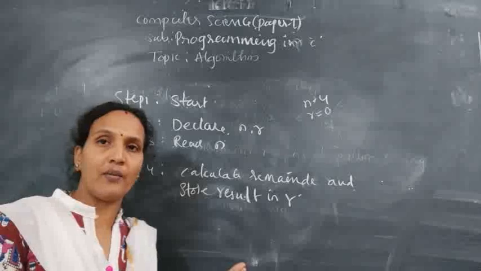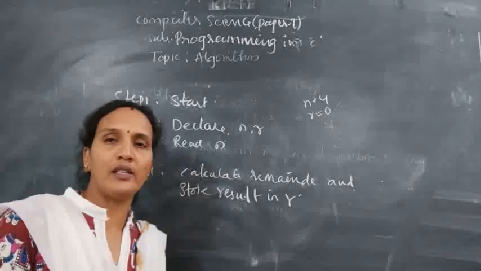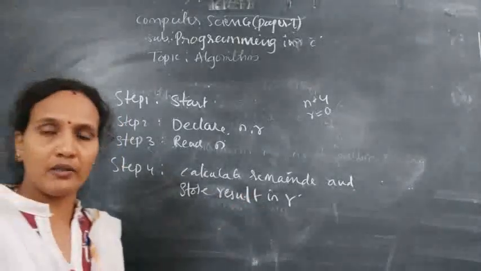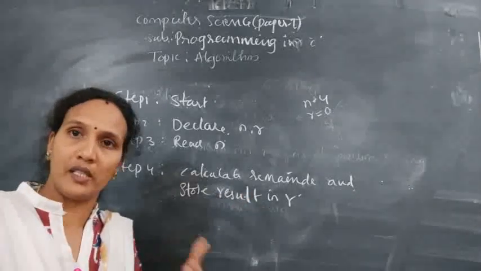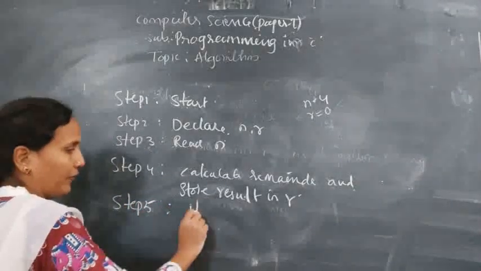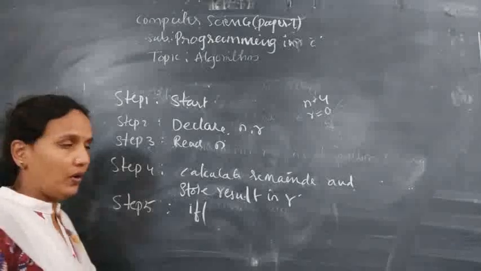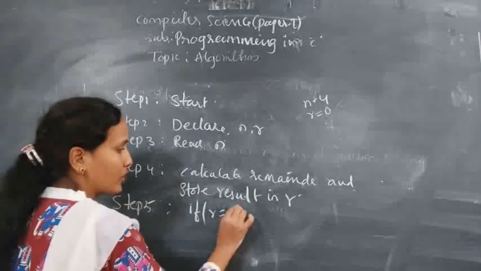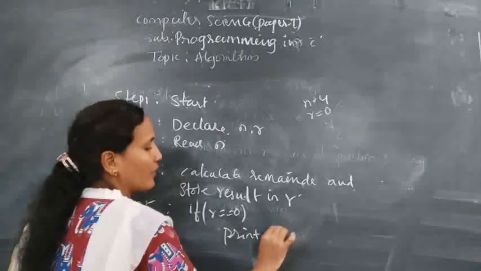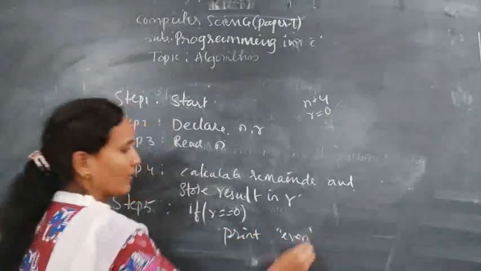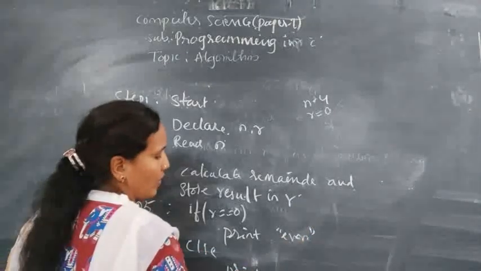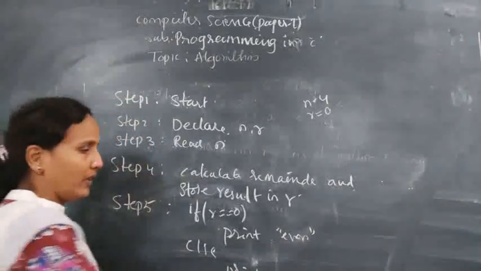If the remainder value is stored, then only you can say whether it is an odd number or an even number. So after finding the remainder, what is the next one? You need to check whether the remainder is 0 or not. Step 5, you need to check true or false. If r equals 0, remainder equals 0, then print even. Else print odd.